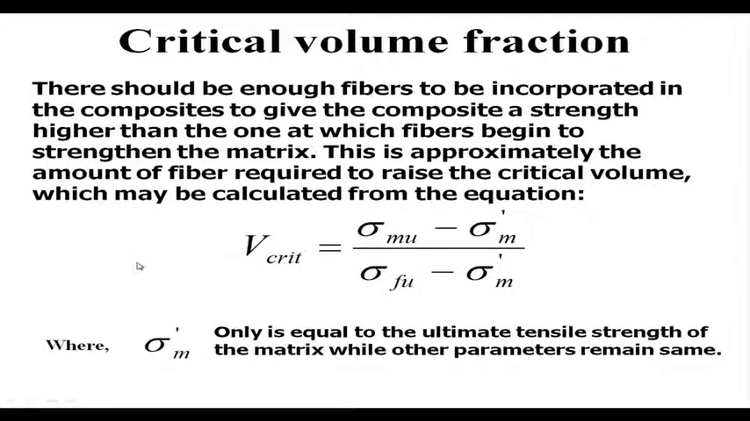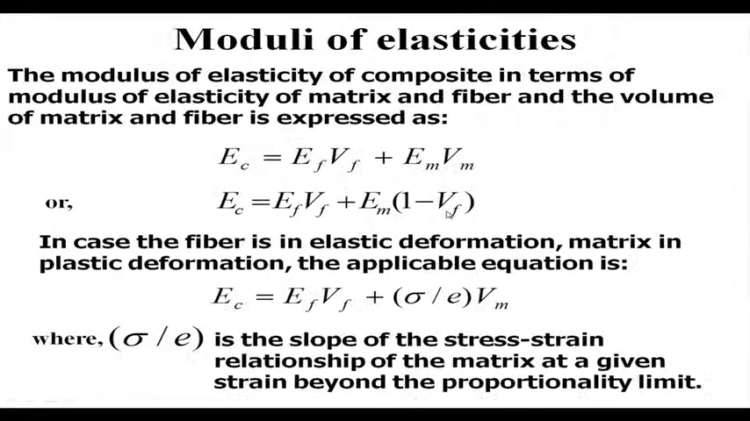Now, there can be a critical volume fraction of the fiber in the composite, that can also be calculated from these parameters, the stress values on the matrix and fiber. Then the modulus of elasticity of the composite can also be calculated. The modulus of elasticity of the composite in terms of the modulus of elasticity of the matrix and that of the fiber, and their volumes, can be expressed as Ec = Ef Vf + Em Vm, or Ec = Ef Vf + Em (1 - Vf).